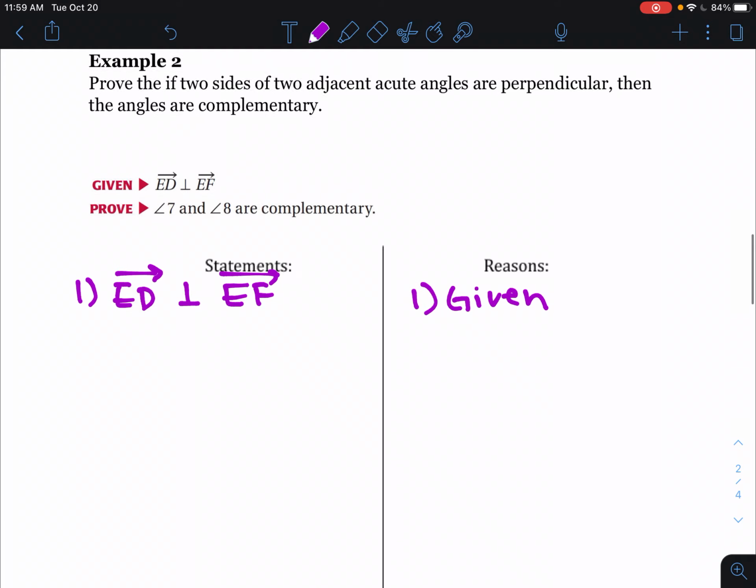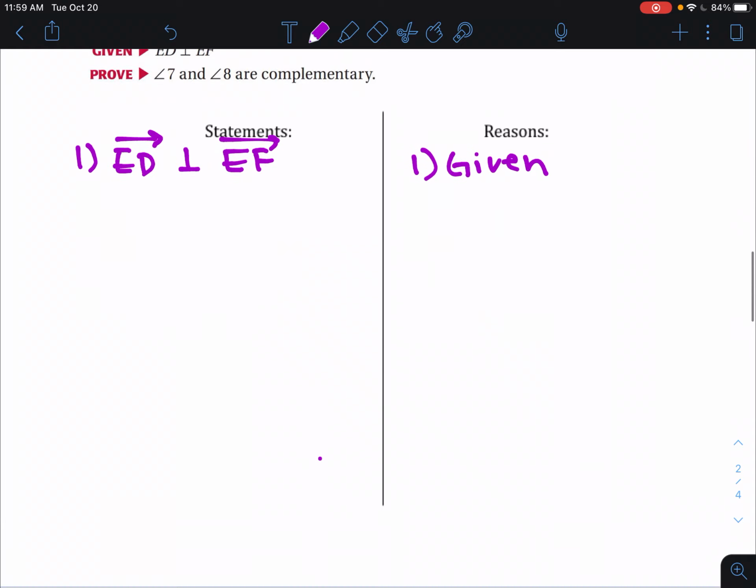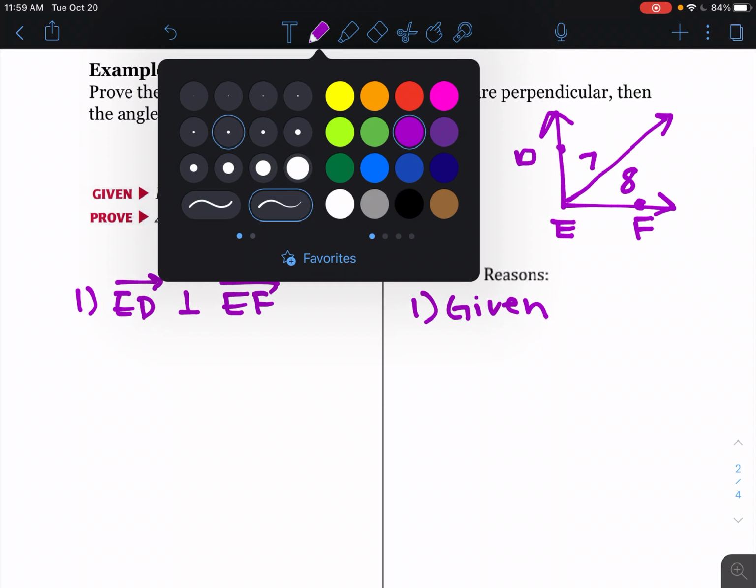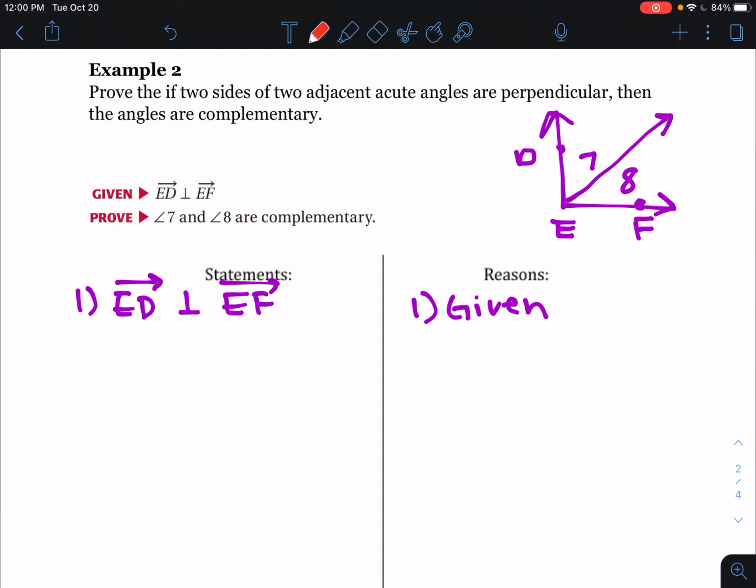Okay, so I like to draw a picture. You guys can draw a picture here. We have ray ED and ray EF and angles 7 and 8. Now these are just the names of the angles. These are not the measurements. The measurement isn't 7 degrees and 8 degrees. Okay? And it's saying that ED and EF are perpendicular.